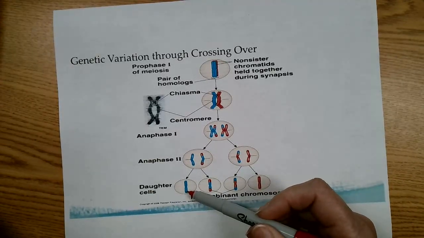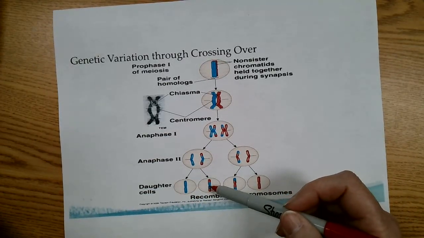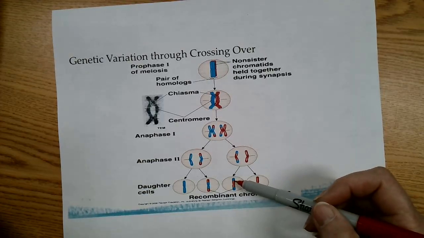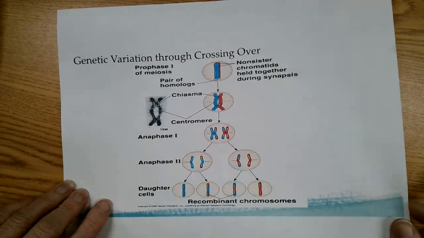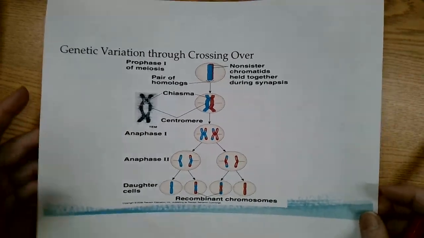Now we see a whole daddy gene here, but a daddy gene that has a little bit of mommy on it, a mommy gene that has a little bit of daddy, and then a whole mommy gene. So we get more variety. And variety is what continues with the species. But there, we're done. All the videos on this.